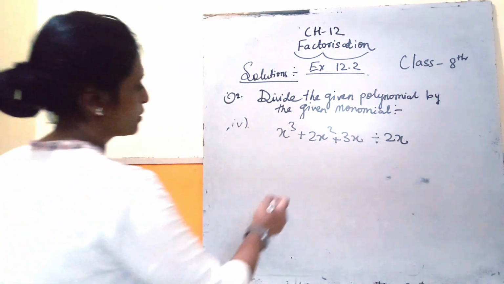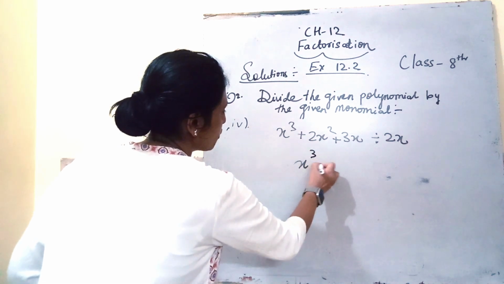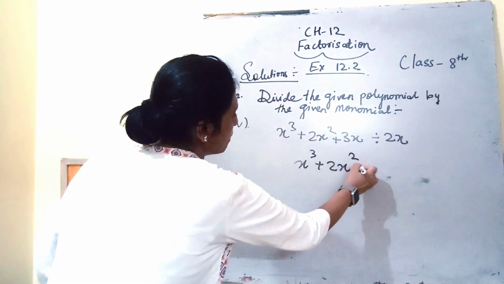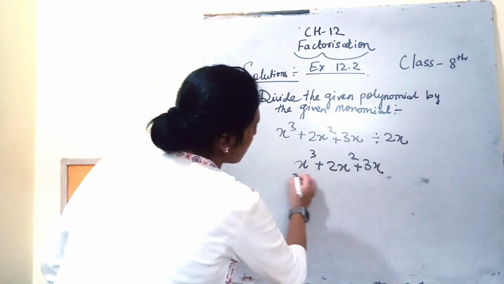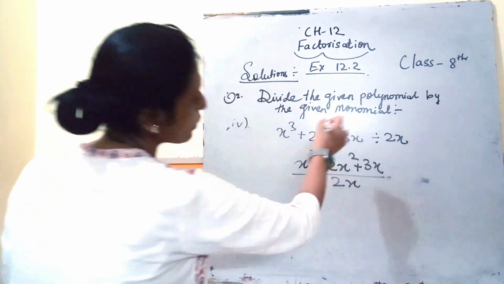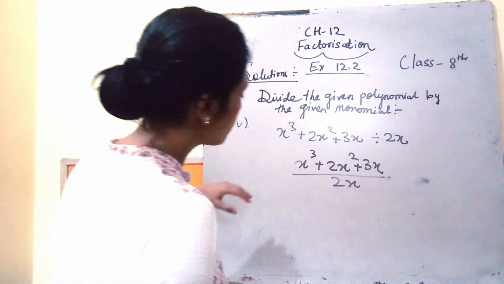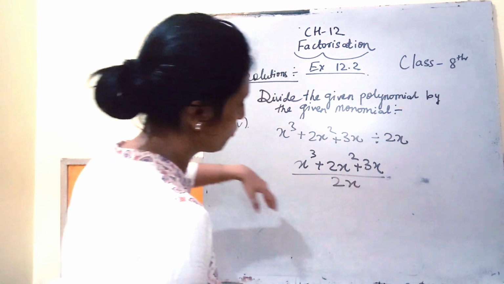Fourth part, we have to divide this trinomial x cube plus 2x square plus 3x by the monomial 2x, okay. So what we have to do, x cube plus 2x square plus 3x upon 2x, okay. Again the same method we have to apply. We will take out the common factors.